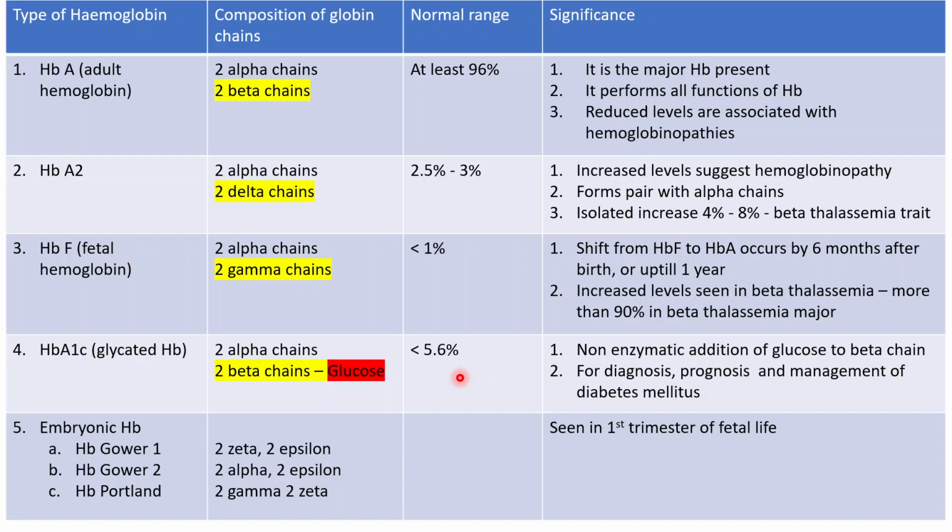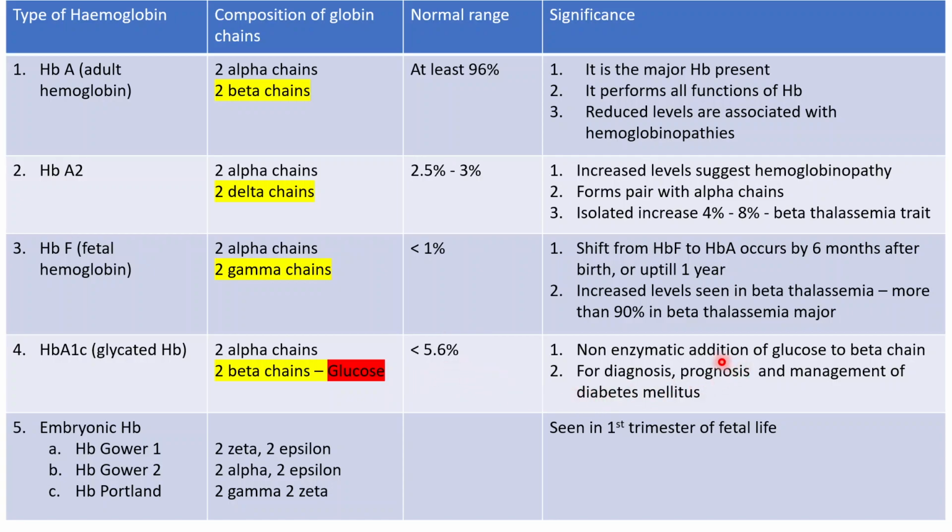Now, what is the significance of HbA1c? HbA1c nowadays is used for diagnosis, prognosis, and management of diabetes mellitus. How HbA1c is used to diagnose diabetes mellitus, we will see later. A value of HbA1c more than or equal to 6.5% is diagnostic of diabetes mellitus.